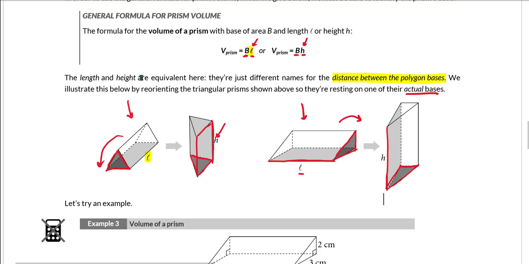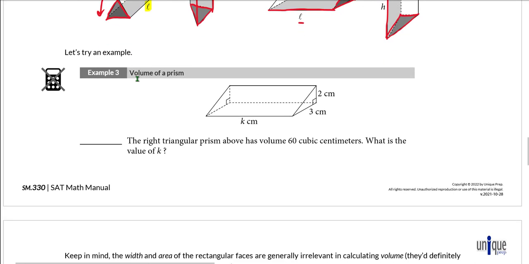Let's try an example. I would definitely pause the video and try this on your own. Hopefully this should not be too difficult. Volume of a prism, example 3. The right triangular prism above has volume 60 cubic centimeters. What is the value of K?